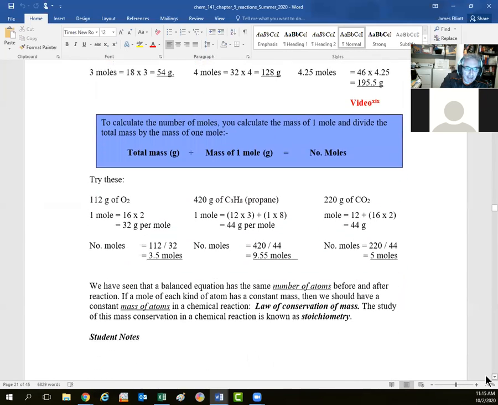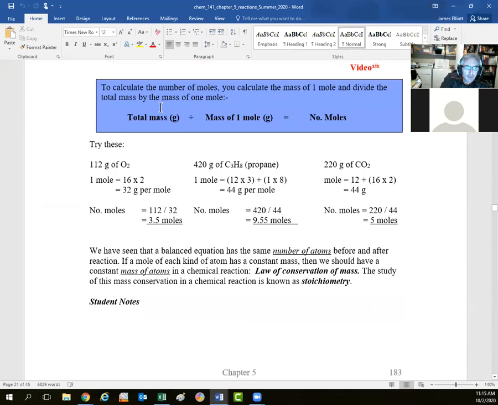Conversely, we can work backwards with a total mass of the compound and divide by the mass for 1 mole to work out how many moles we have. It's like taking the mass for, I don't know, maybe a number of eggs and dividing by the mass for a dozen eggs, we can work out how many dozen eggs are in that mass.